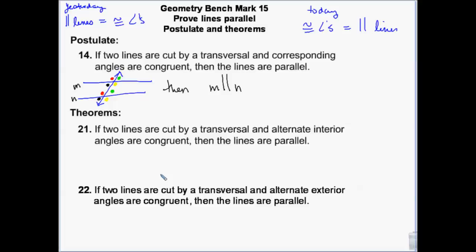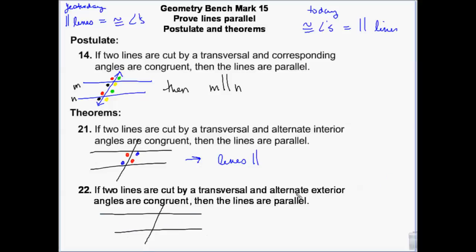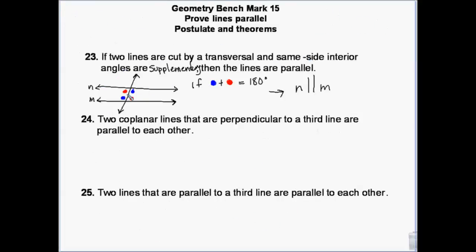So really nothing's different. We have two lines cut by a transversal. If alternate interior angles are congruent, then the lines are parallel. We have two lines cut by a transversal. If the alternate exterior angles are congruent, then the lines are parallel. This one says if two lines are cut by a transversal and the same side interior angles are supplementary, so if blue and red add up to 180, then the lines are parallel.